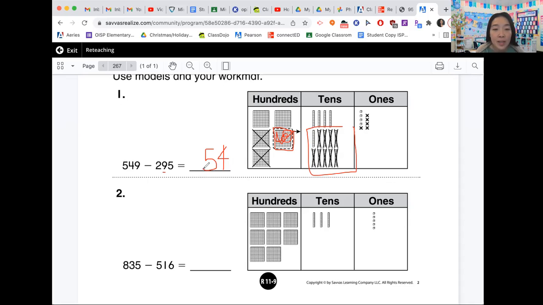Okay. Step 3 is to subtract the hundreds. I haven't gone yet, so I'll do that one. Okay, so we have to subtract 200. So I'm going to take away these 2. And then this one's already gone because we regrouped it. So I only have 200s left. So what is my answer? 254. Okay, that's what you guys are going to do.